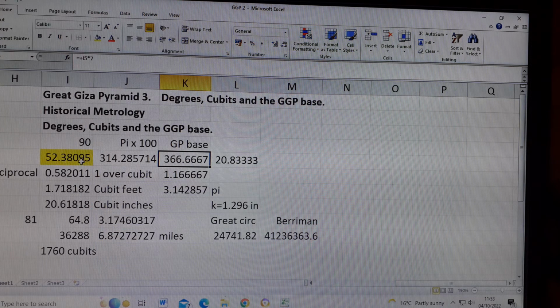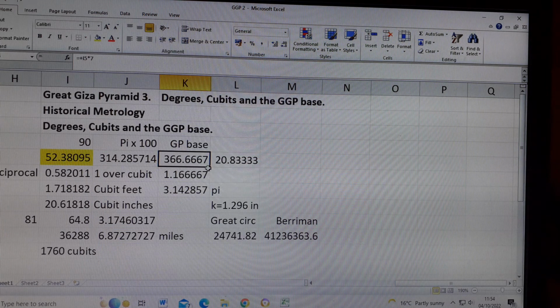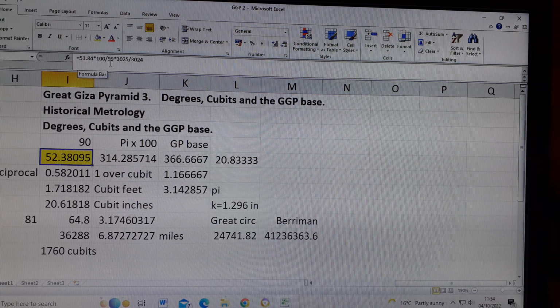But what we've got here now is the Giza sphere. We put the Giza sphere in this. That's 100 Giza spheres there. And it produces pi as 22 over 7. It produces the GP base as 366.666. And it produces, coming down this way, the base of 36288. So the whole thing has restated itself the opposite way round by using these values that I've put in here, starting with 51.84, multiplying by 100 over 99 to produce a 20.625 cubit, then multiplying by 3025 over 3024, and we get this position.